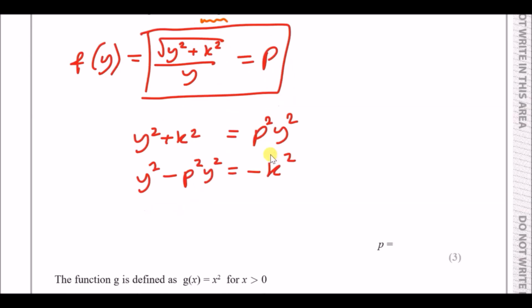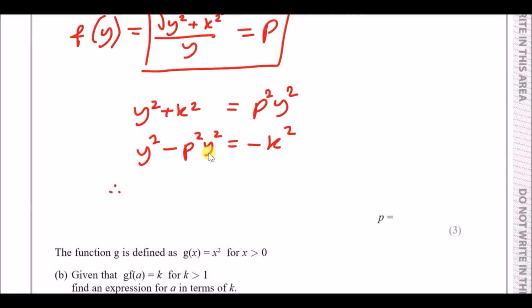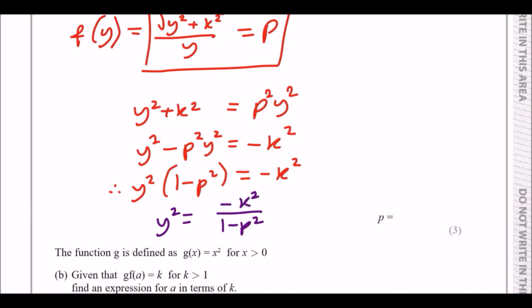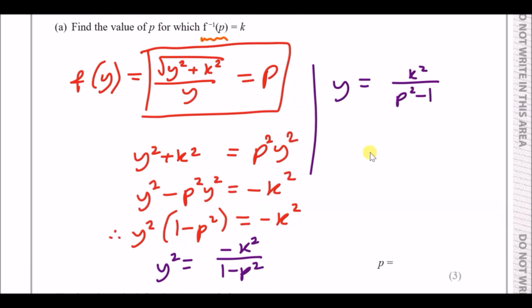Now what you want to do here is factorize the y squared, because you want to isolate it. So y squared factorized, you get 1 minus p squared equals minus k squared. And lastly, you divide by 1 minus p squared to get rid of it. So y squared equals minus k squared over 1 minus p squared. Almost done. Now we just square root to make y the subject. Little tip: flip the position of 1 minus p squared, so it'll be p squared minus 1. The reason is that then this part will be positive k squared. It's the same result, just a nice little fancy way.